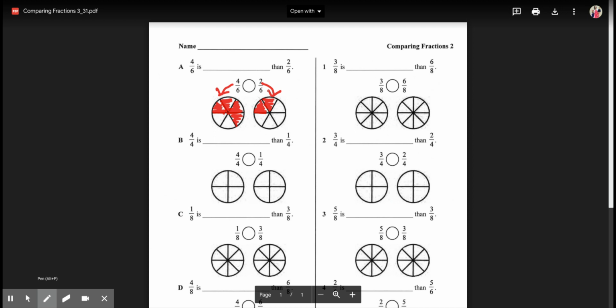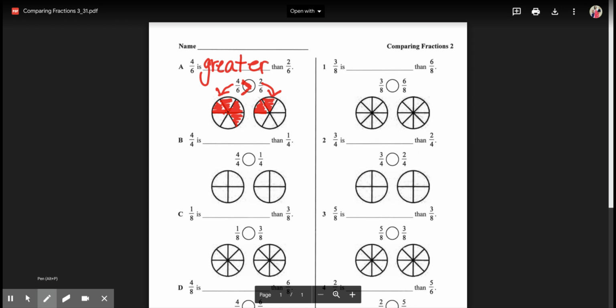It wants to know how we would compare them: greater than, less than, or equal to. 4/6 has more of the whole shaded than 2/6. So 4/6 is greater. Remember, our symbol is a bully, and it points to the smaller number. You're small and I'm big. So our symbol is going to open up to 4/6, then it's going to point to 2/6. So 4/6 is greater than 2/6. So that's our first one.